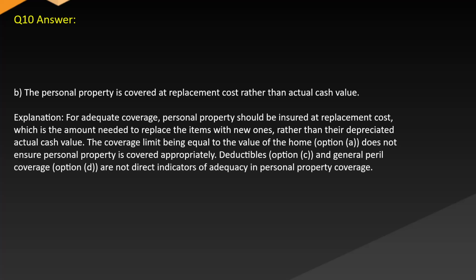Answer. B. The personal property is covered at replacement cost rather than actual cash value. Explanation. For adequate coverage, personal property should be insured at replacement cost, which is the amount needed to replace the items with new ones, rather than their depreciated actual cash value. The coverage limit being equal to the value of the home, option A, does not ensure personal property is covered appropriately. Deductibles, option C, and general peril coverage, option D, are not direct indicators of adequacy in personal property coverage.